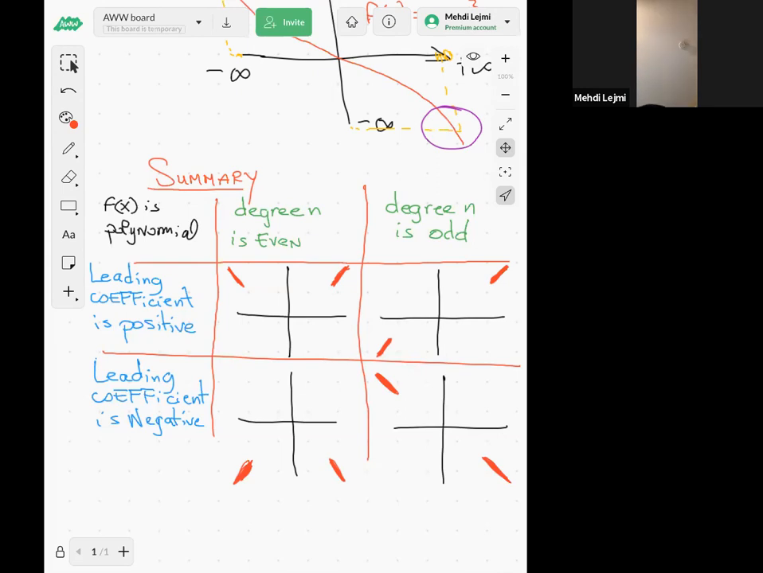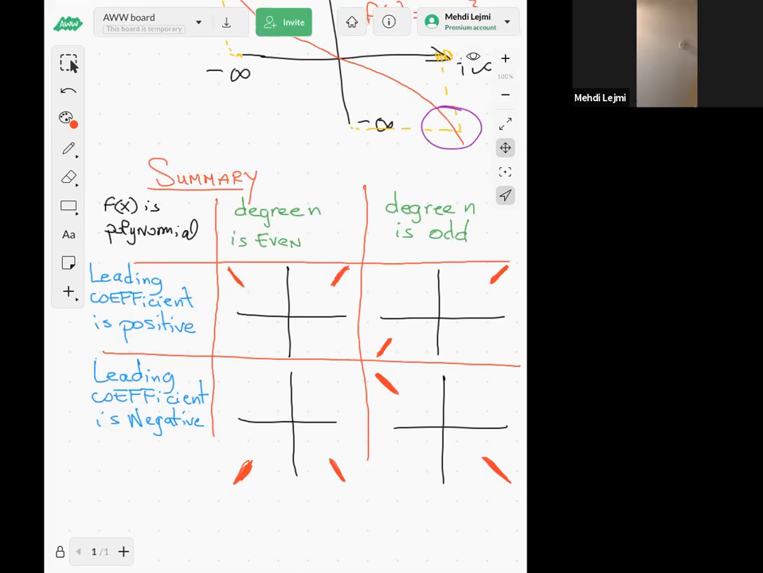Okay, so that's for the behavior at infinity. Next thing we need to graph polynomials is, of course, the x-intercepts. If you have a polynomial and you want to find the x-intercepts, we have to solve f of x equal to 0, right? If you have a quadratic function, you can use the quadratic formula to solve f of x equal to 0. Now the question is, what about polynomials of a higher degree, like if you have x cubed or x to the fourth? Then, of course, we have to factor.